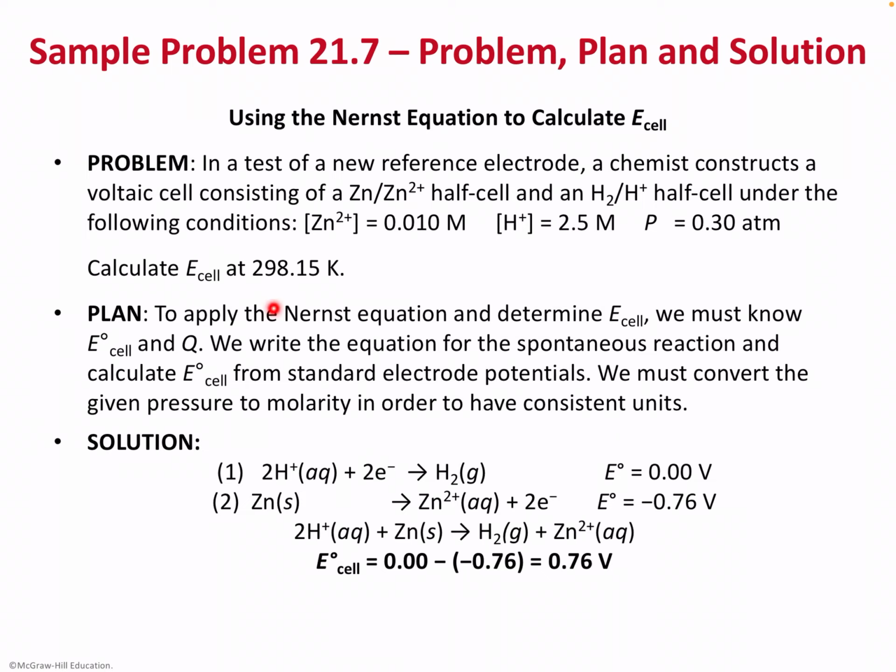So to apply the Nernst equation and determine E cell, we must know E naught cell and Q. We write the equation for the spontaneous reaction and calculate E naught cell. Right? It is zinc 2 plus and hydrogen plus. So this is going to be E naught for the hydrogen electrode, and this is for the zinc. Zinc would be the one that would undergo oxidation because it has the higher negative value. And this is the complete reaction. So cathode minus anode, E naught cell is 0.76.